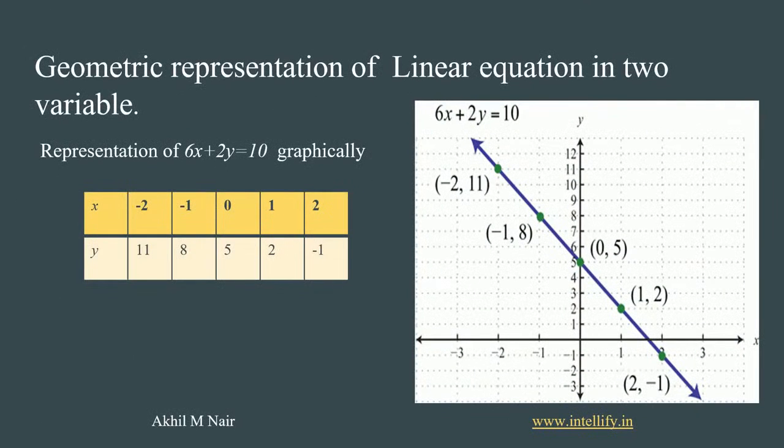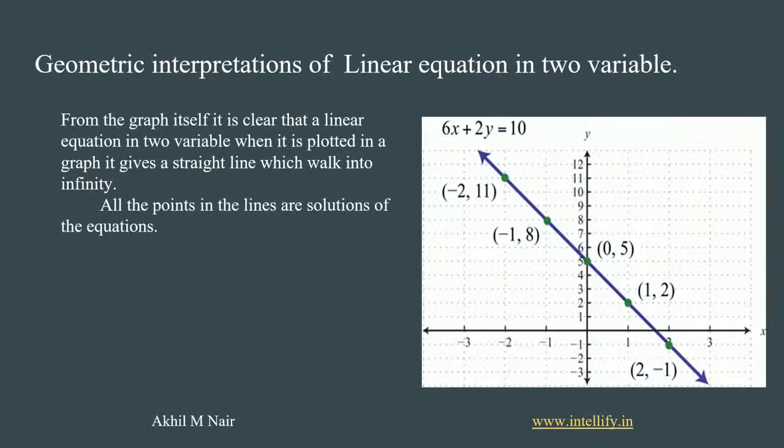Now let's look at an example of a linear equation in two variables and its graphical representation. Consider the equation 6x plus 2y equal to 10. For each x value there will be a y. Suppose these x and y are plotted in a graph, we will get a picture like this. From the graph itself, it is clear that a linear equation in two variables, when plotted in a graph, gives a straight line which goes on to infinity, and all the points on the line are solutions of the equation. These contents are already discussed before, but to get a clear view, that is, to connect the straight line and the equation of two variables, we are discussing it here also.